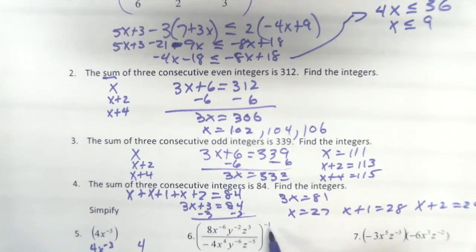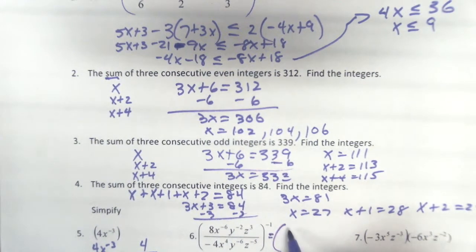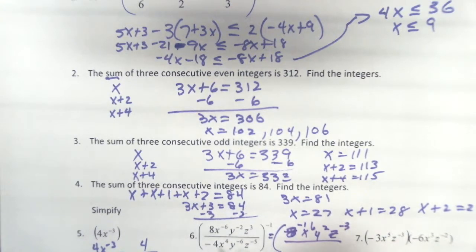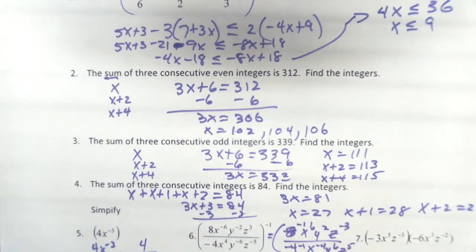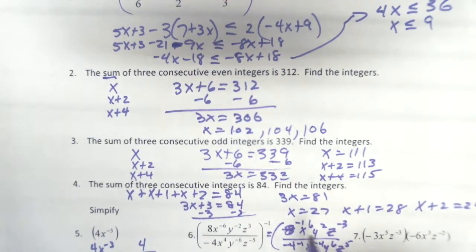On this number 6, we have an exponent on the whole thing, so I'm going to rewrite it with the exponent distributed to the whole thing. So I have 8 to the negative 1, x to the 6th, y squared, z to the negative 3, all over negative 4 to the negative 1, x to the negative 4, y to the 6th, z to the 5th. Now, moving all this stuff around, the exponents, my 8 would move to the bottom, become a positive exponent. My x to the 6th would stay put on top because it's positive. The y would stay put. The z would move to the bottom.